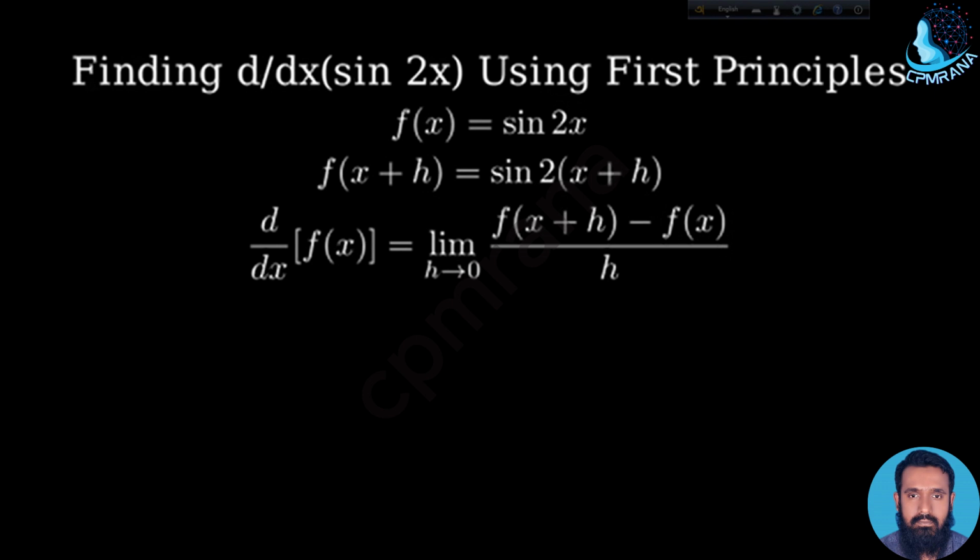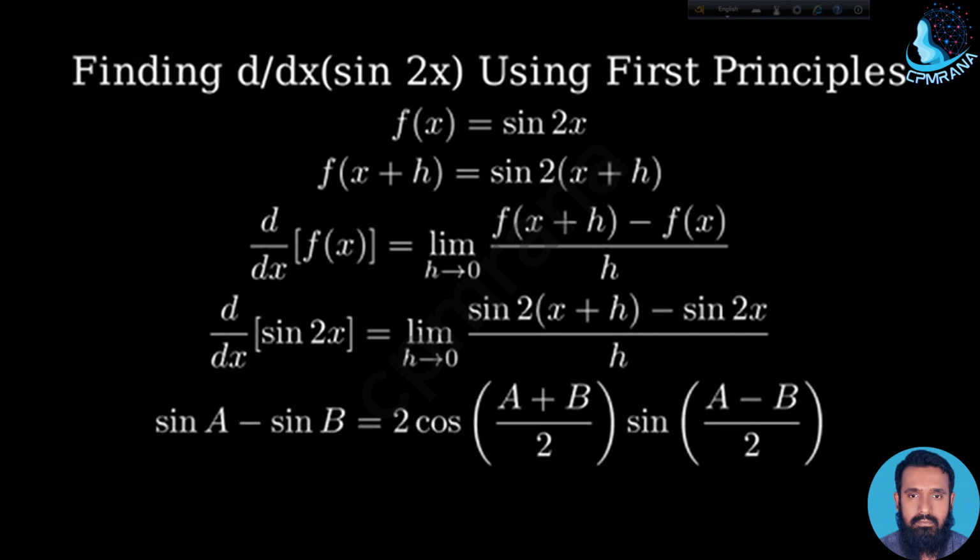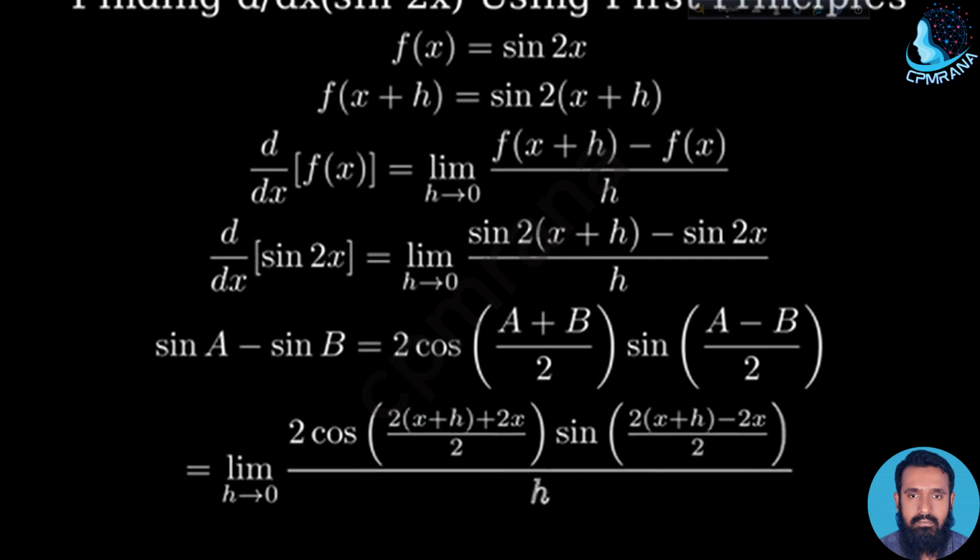Now, let's substitute our function into the derivative definition. We get the limit as h approaches 0 of sine of 2 times the quantity x plus h minus sine 2x, all divided by h. To solve this, we'll use the trigonometric identity for the difference of sines. The identity states that sine a minus sine b equals 2 times cosine of a plus b over 2 times sine of a minus b over 2. Let's apply this identity to our expression.